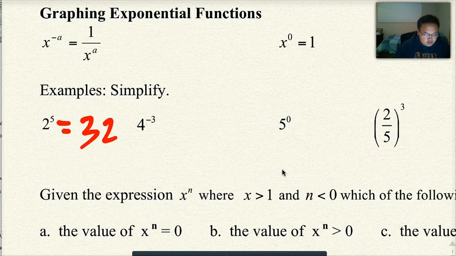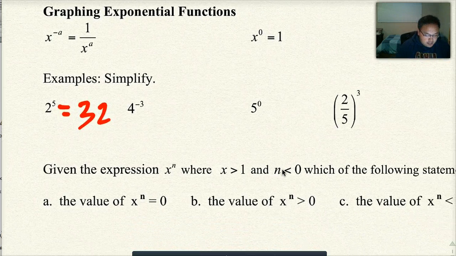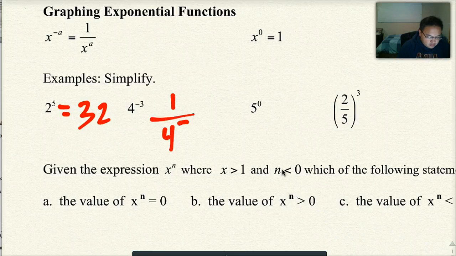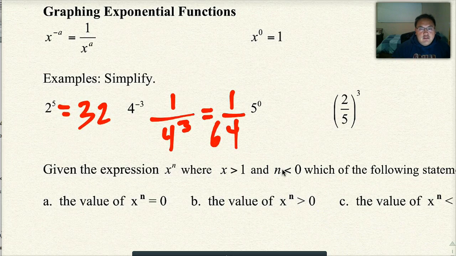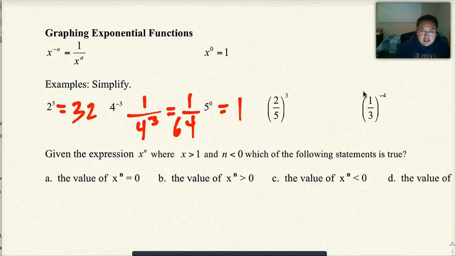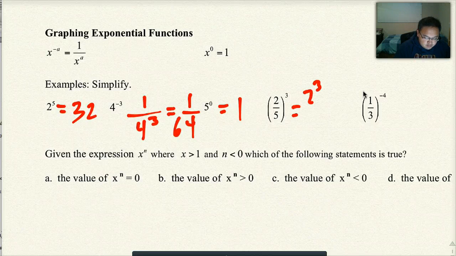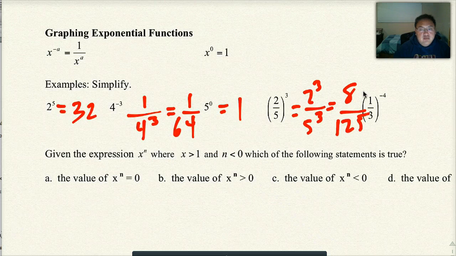You should know that 4 to the negative 3 is the same thing as 1 over 4 to the third, or 1 over 64. Okay. You should know that 5 to the 0, again, anything to the 0 power is equal to 1. And another exponent rule you should know is that (2/5) to the third power means the exact same thing as 2 to the third power over 5 to the third power, which is, again, the top is 2 times 2 times 2, which is 8, and the bottom is 5 times 5 times 5, which is 125.